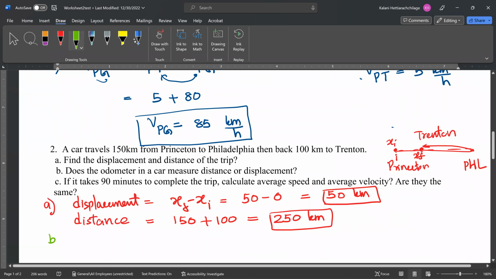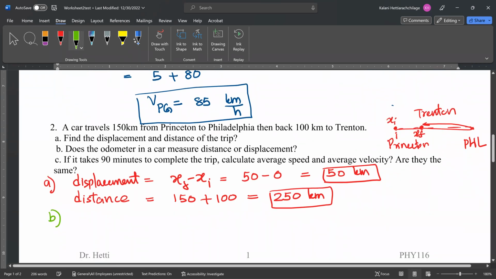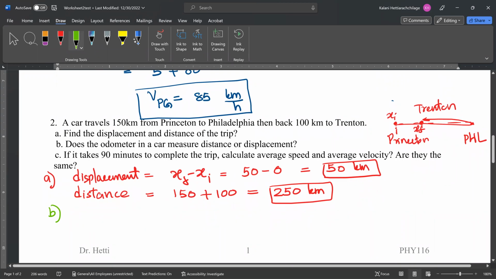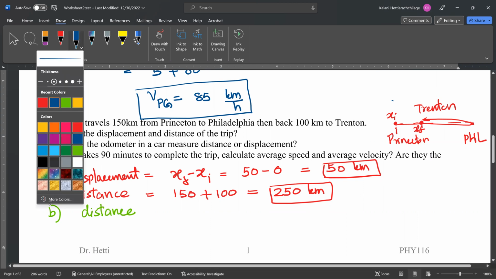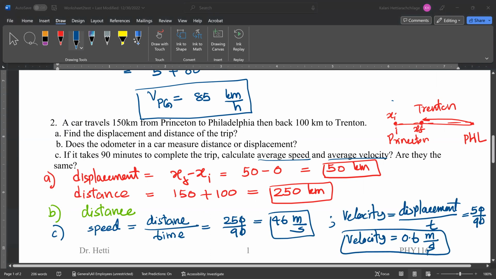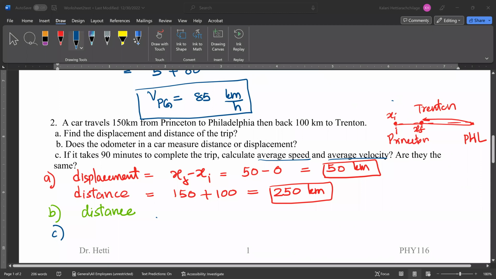And now part B. Does the odometer in a car measure the distance or displacement? We discussed it many times. It is distance. And then C. Okay, let's move into C.